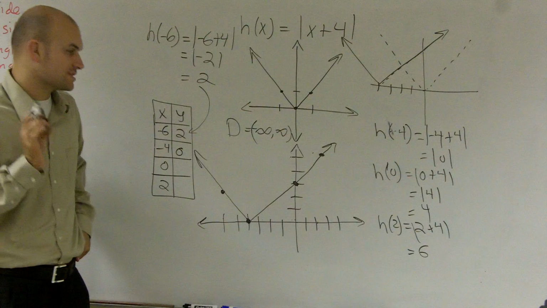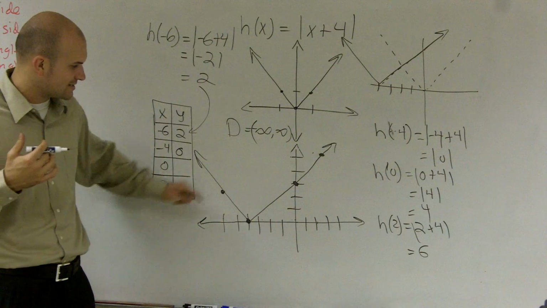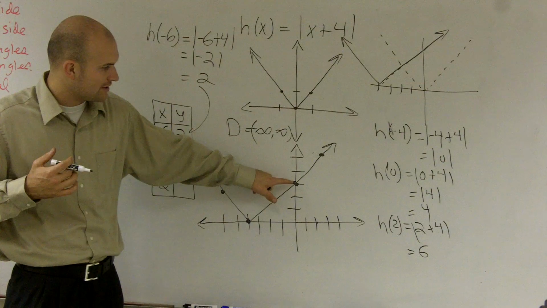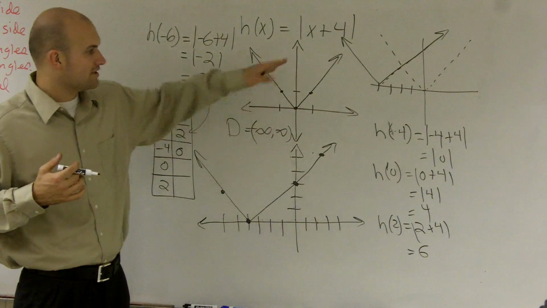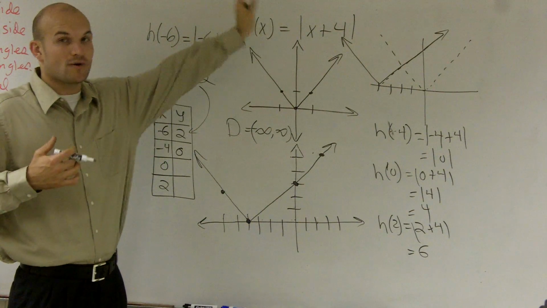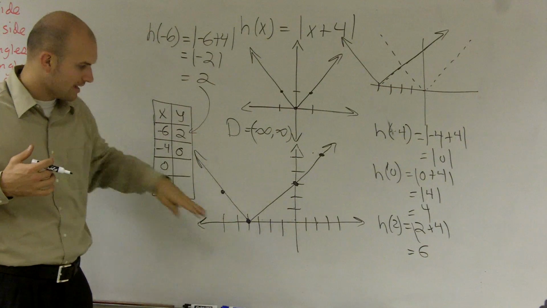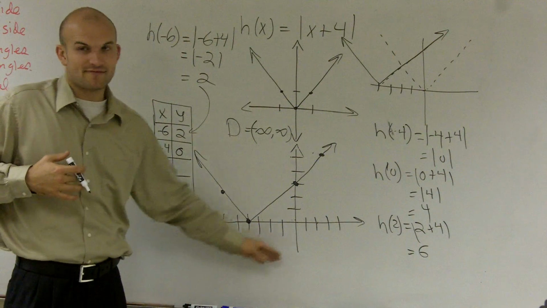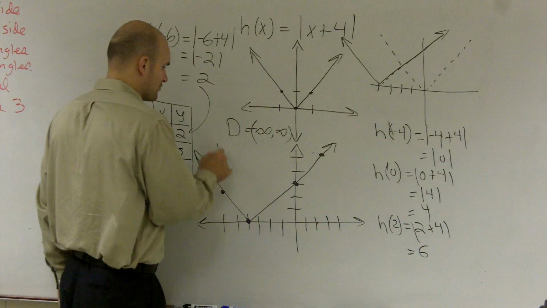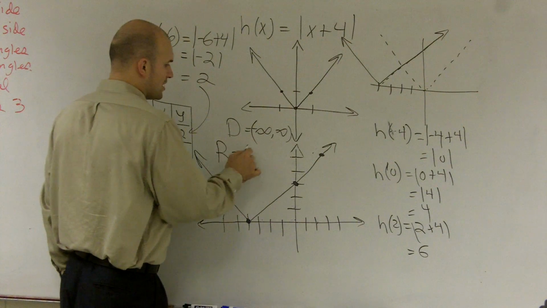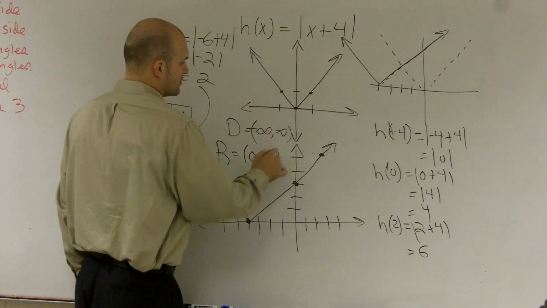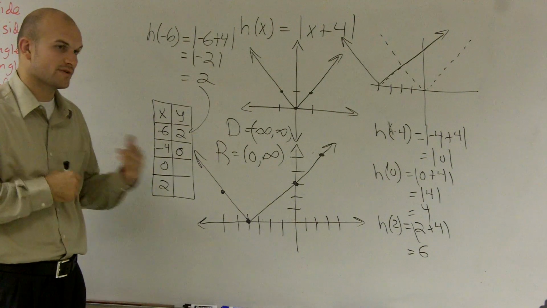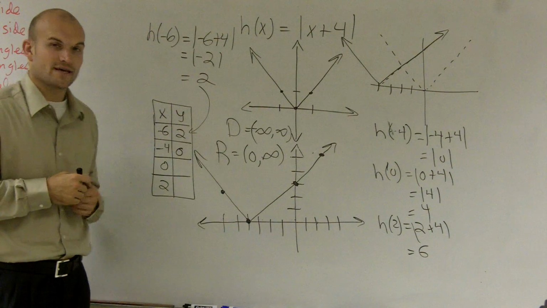However, my range is a little bit of a different story. You can notice I have a y value here, here, and here. As this infinitely goes to the right, it's going to infinitely go up. I'm always going to have a y value. However, I'm never going to have a y value below 0, because the graph never goes below 0. So therefore my range is from 0 to infinity. So that's how you graph an absolute value function with a horizontal shift, and find the domain and range.